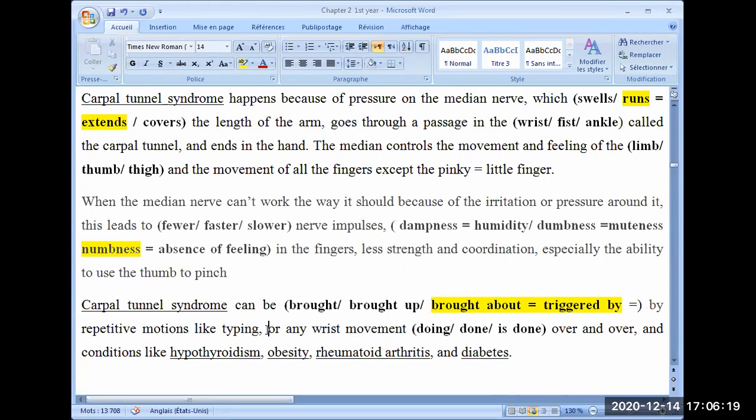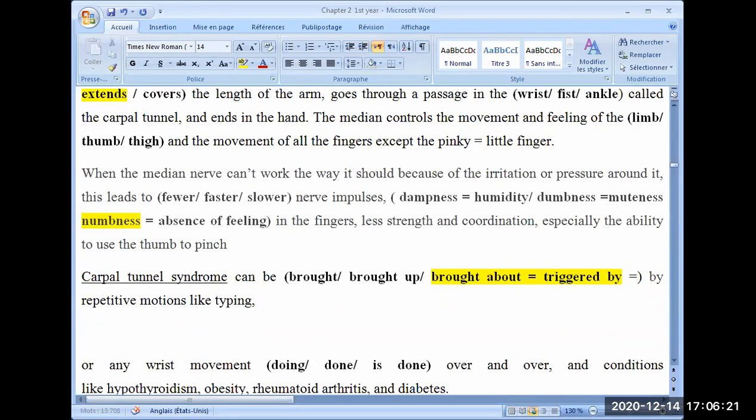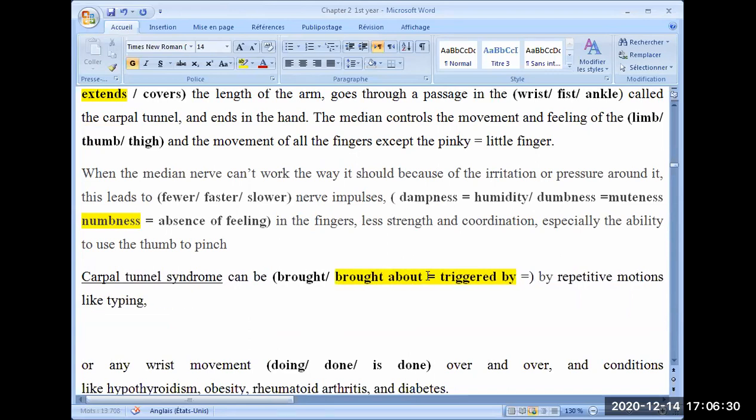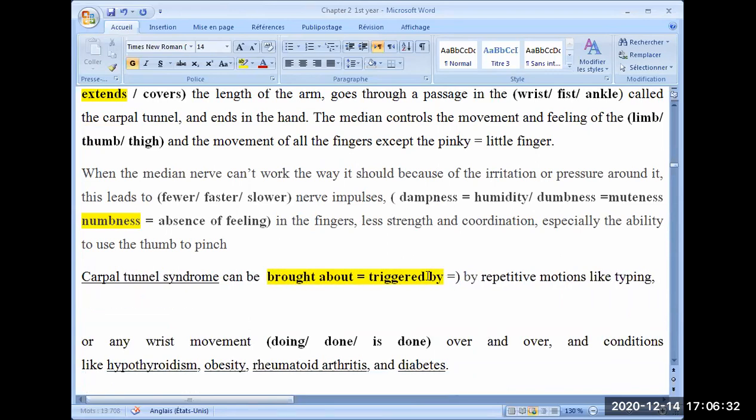Let's change this sentence into the active form. Carpal tunnel syndrome can be brought about by repetitive motions like typing. So here we start the sentence with repetitive motions.